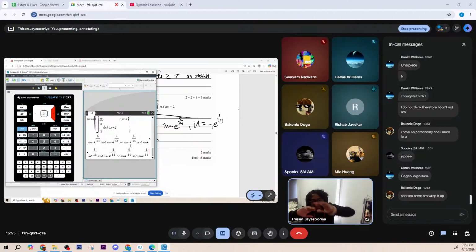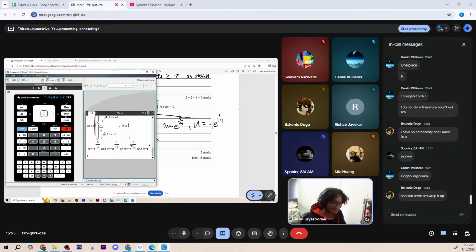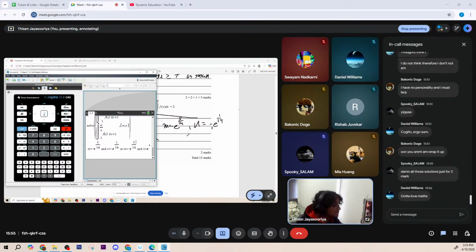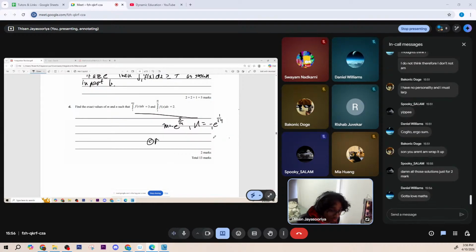So look at how many solutions that we have here. Isn't it incredible? There's 4 sets of solutions here, right? And that's why you don't do this by hand. If you did this by hand, you'd want to explode. Damn. All those solutions just for 2 marks. Exactly. Gotta love maths.